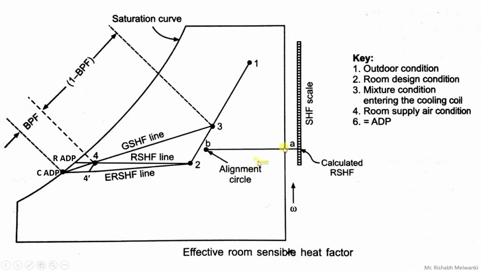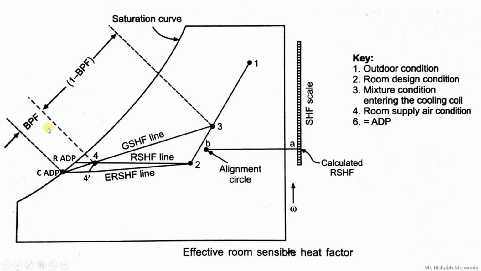Now we have to calculate room sensible heat factor, mark it on SHF scale, then join it with alignment circle, that is called baseline. Now draw parallel to this baseline passing through point 2, wherever it intersects saturation curve, that is room ADP temperature. Okay, now that line 2 to R is called RSHF line. And if you consider line 3 to C, that is called grand sensible heat factor line.